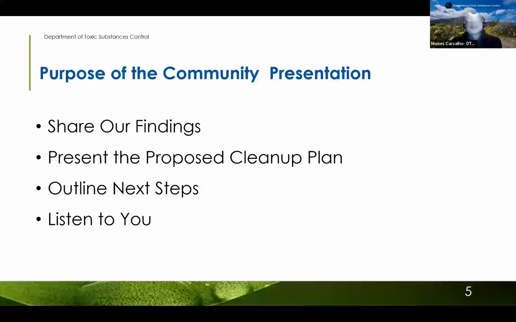The purpose of tonight's meeting is fourfold. First, we want to be transparent and share the findings of the detailed environmental study known as the Remedial Investigation Feasibility Study. Second, we plan to present a proposed cleanup approach that we believe is the most effective. Third, and the most crucial for us, is to listen to you. This is your neighborhood, and your input is very important. Finally, we will clarify the road ahead, including the formal public participation process where you can submit your official feedback.